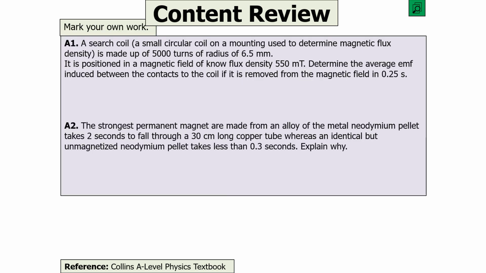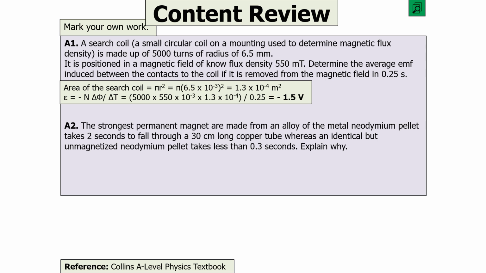Right, in this first one, we need to work out EMF. Now, EMF is equal to the change in flux linkage divided by the change in time. Now, flux linkage is N times phi. So how can you work this through? Well, we know that the area of the coil, because it's a circular coil, is pi r squared. Now, remember, turn our millimeters into meters. We've then got our area to be 1.3 times 10 to the minus 4 meters squared.